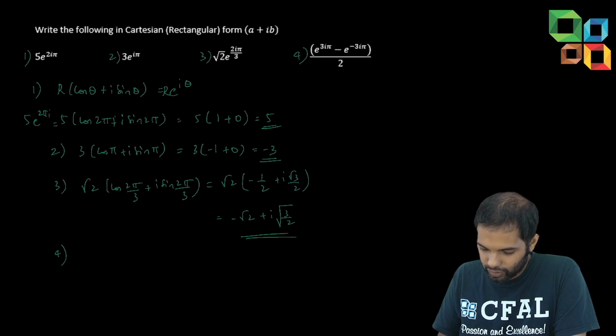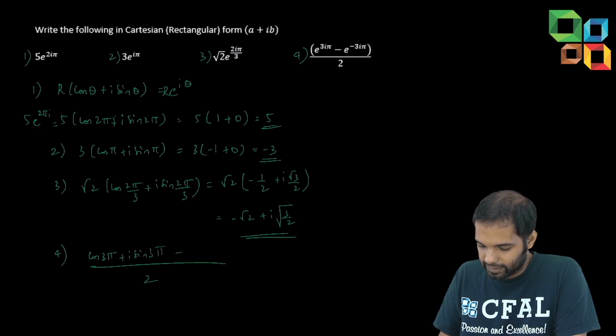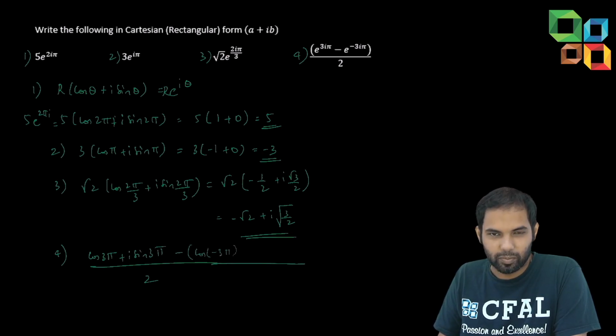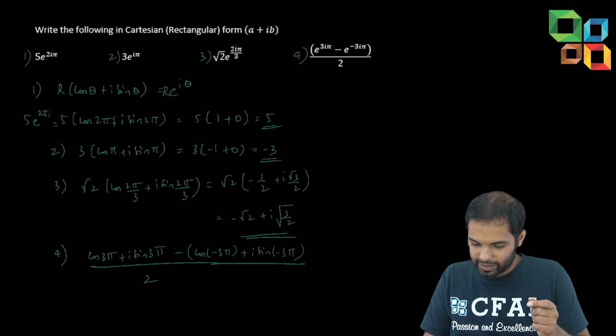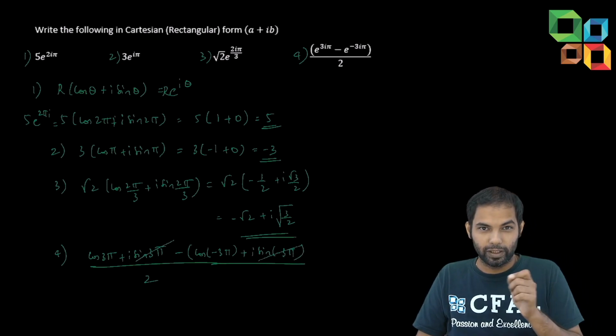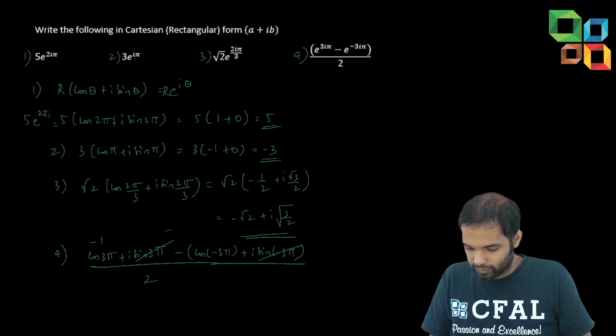There is no r, so it is easier to write. So directly I write in terms of cos theta. So it's cos 3 pi plus i sin 3 pi minus cos of minus 3 pi, which is the same as cos 3 pi, plus i sin of minus 3 pi. Now, do we know sin 3 pi is 0? Yes, because it's nothing but sin of 2 pi plus pi, which is sin pi. And this is minus 1, and this is minus of minus 1. You can see the numerator is 0.